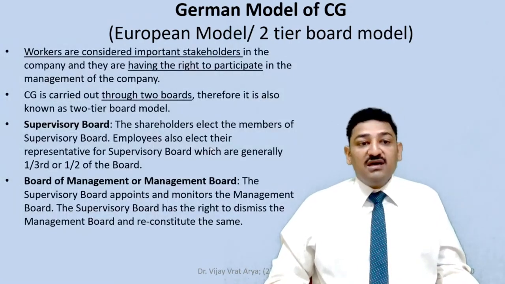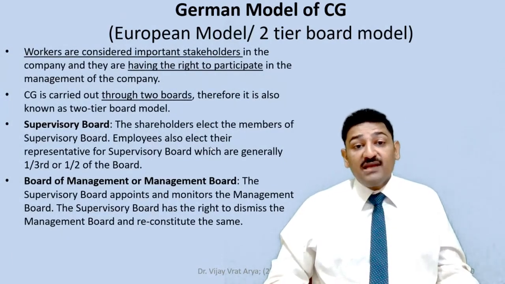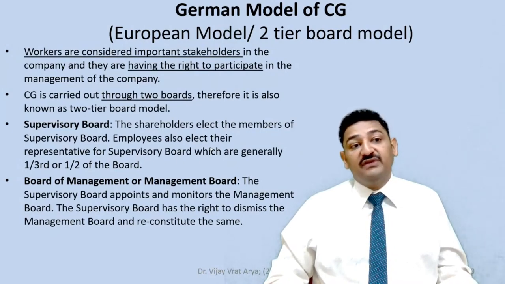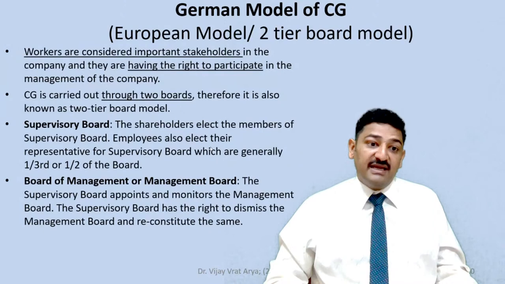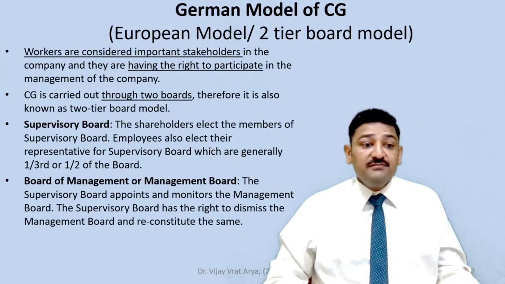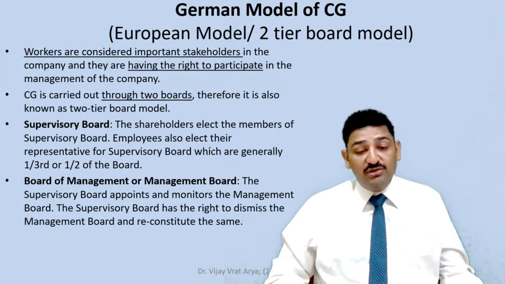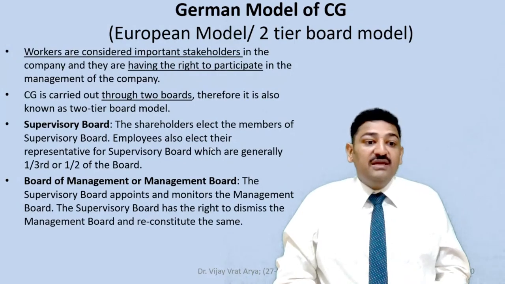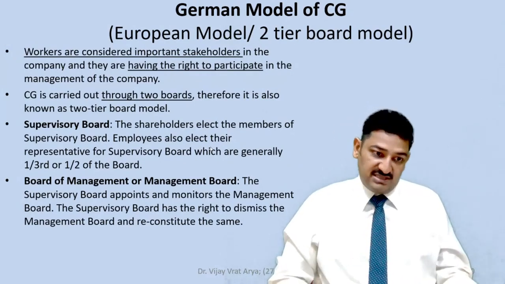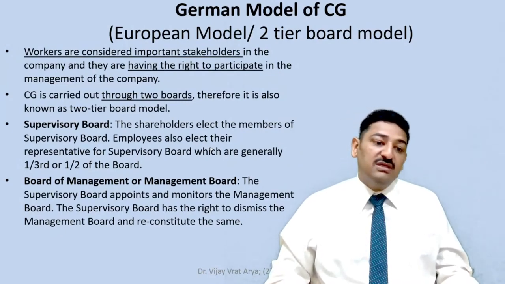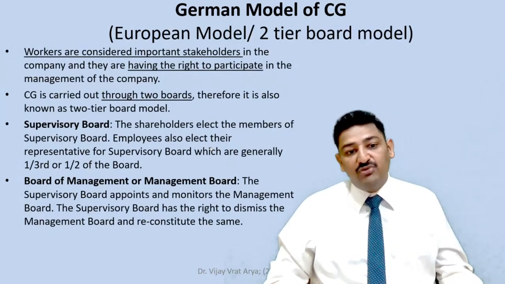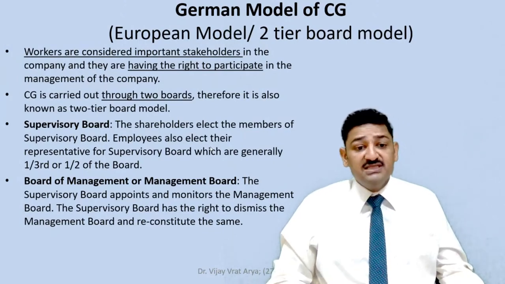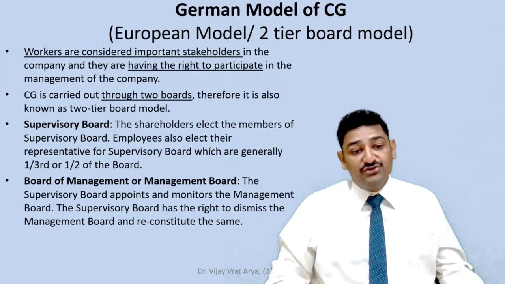So in this model, the workers are considered important stakeholders, which was not there in the case of the Anglo-American model. And in this case, the workers have the right to participate in the management of the company. Here, the corporate governance is carried out through two boards, as we discussed, the supervisory board and the board of management. In the supervisory board, the shareholders elect the members, and employees also elect their representatives, which is very commonly 50% to one third of the total board members. The supervisory board appoints and monitors the management board, and it has a right to dismiss the management board and reconstitute the same.